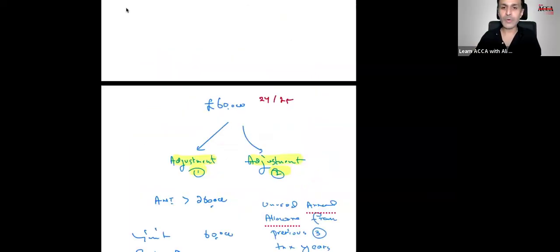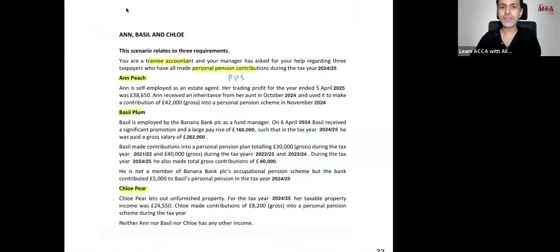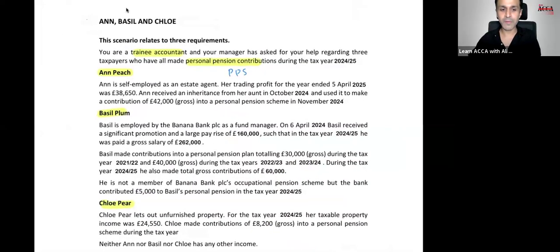Knowledge wise, I have given all of you that knowledge in the regular courses. Today, I even have given you a quick recap of it. And now we can finally apply it by reading each case, starting myself off with N Peach first. N is self-employed as an estate agent. His or her profit for the year ended were 38,650 and received an inheritance from an aunt in October 2024 and made a contribution of 42,000 pounds into a personal pension scheme in November 2024.